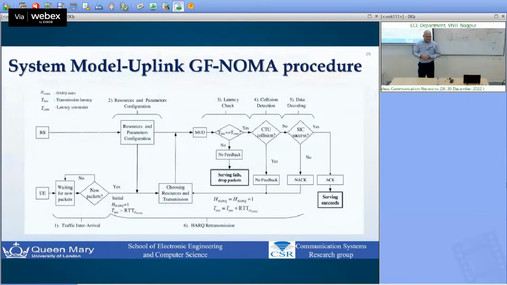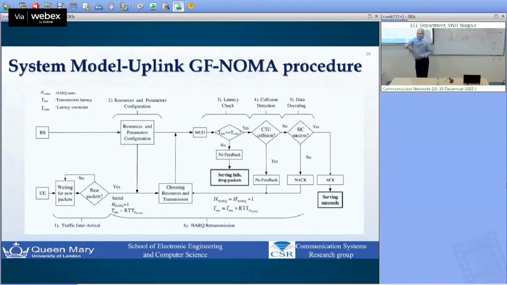The next check, we will see what is meant by CTU in the next slide. CTU is Contention Transmission Unit. We will see that. So if two users select the same CTU, or one CTU is selected by 3-4 users, then collision will occur. So then that also is a packet drop. Otherwise, this succeeded.